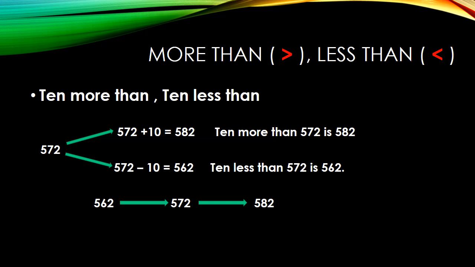572 minus 10, if you subtract 10 from that number, then the number is equal to 562. That means 10 less than 572 is 562. Here in the example 572, if you add 10 or subtract 10, the place value of tens will be changed. The number in the tens place is changed. You can observe that 6, 7 and 8 is written: 562, 572 and 582.